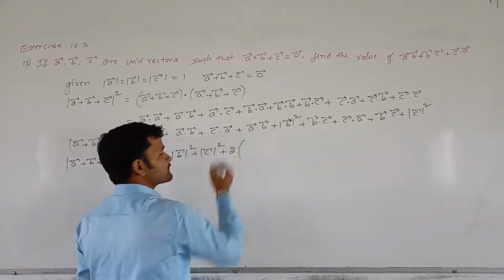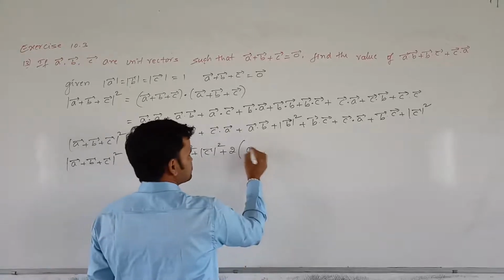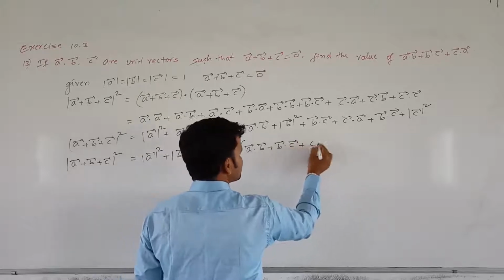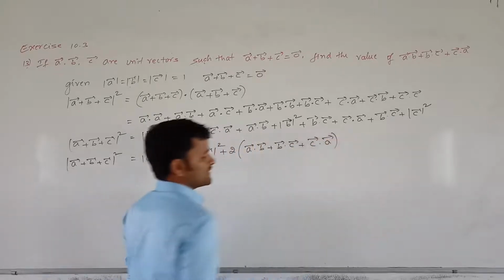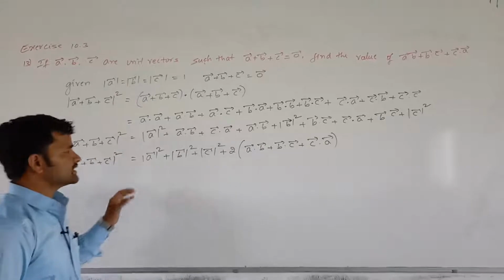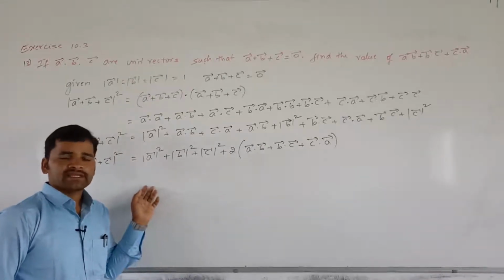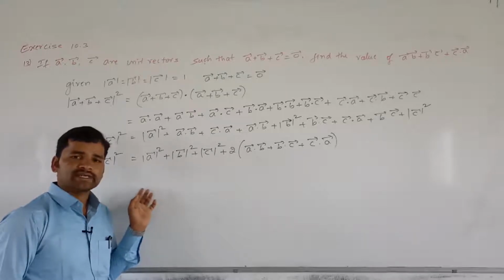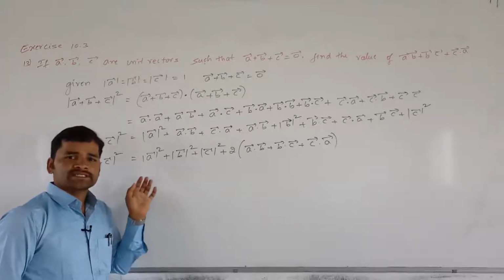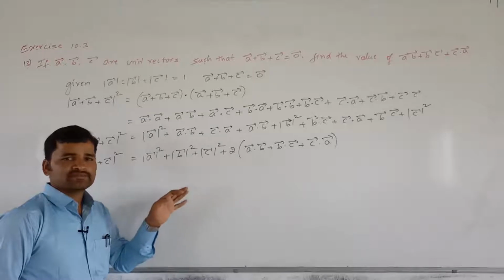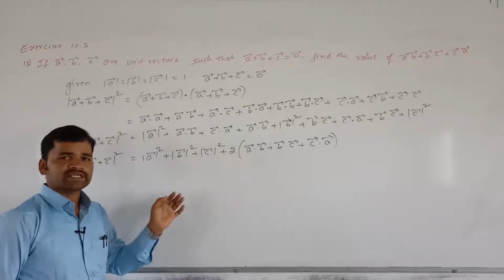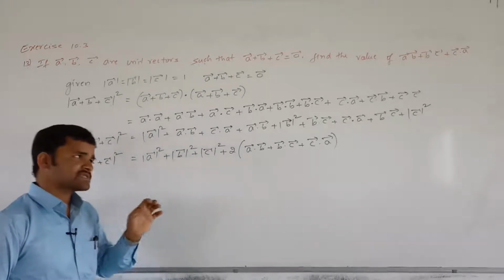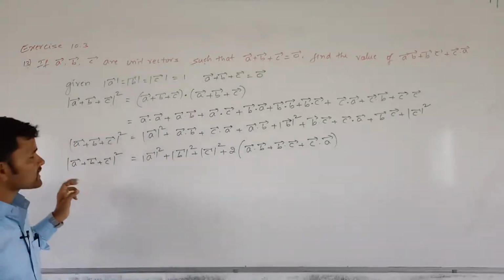I will write it as 2 inside the bracket A dot B plus B dot C plus C dot A, like this I will write. See, this can be taken as a formula. The 8th standard formula we have studied: A plus B plus C whole square is equal to A square plus B square plus C square plus 2AB plus 2BC plus 2CA. If 2 is taken common, 2 inside a bracket AB plus BC plus CA, that is the formula we know. Same thing is happening here also.